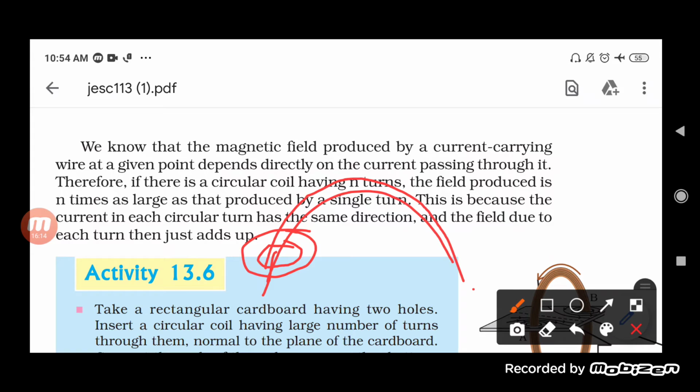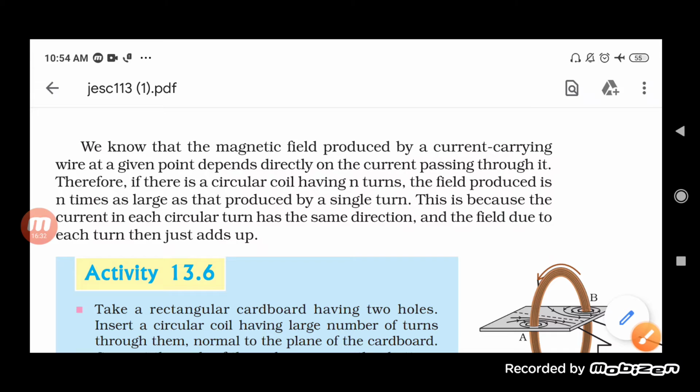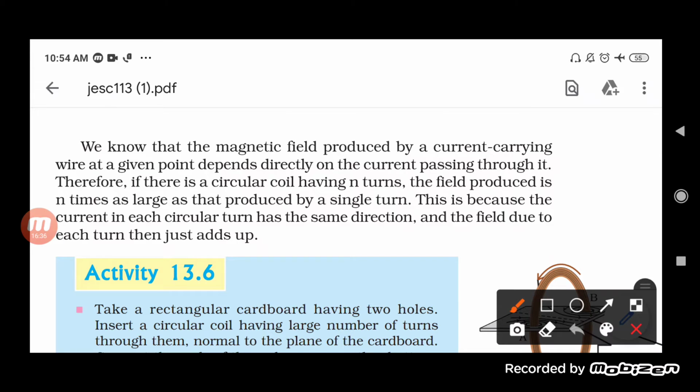So the magnetic field which is produced by the first turn and that of the second turn of the circular coil will be added up. And as it adds up, it will increase the magnetic field around it, and the strength of the magnetic field will also become larger. That is why it is written here that if there is a circular coil having n turns, the field produced is n times as large as that produced by a single turn.